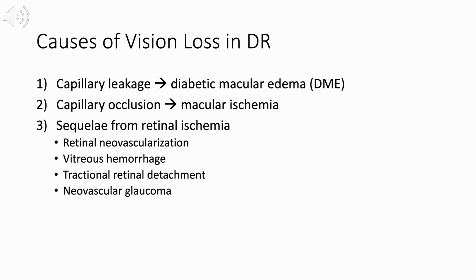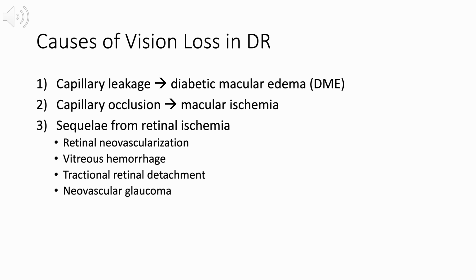patients. Second, capillary occlusion, which produces macular ischemia. Note the important asymmetry here. Leakage we can treat effectively, while ischemia, permanently lost perfusion in the central macula, is essentially irreversible, which is why macular ischemia carries a much poorer prognosis.